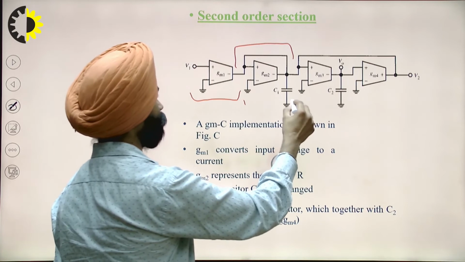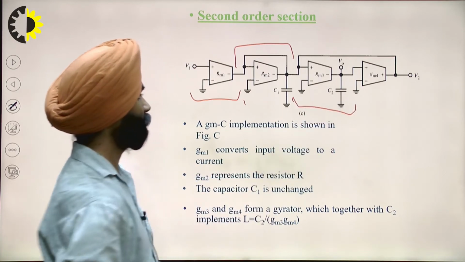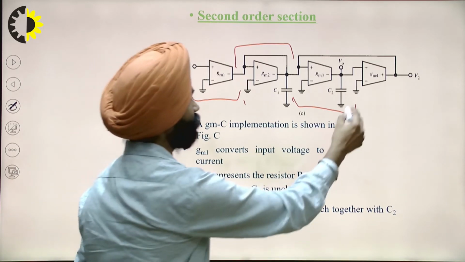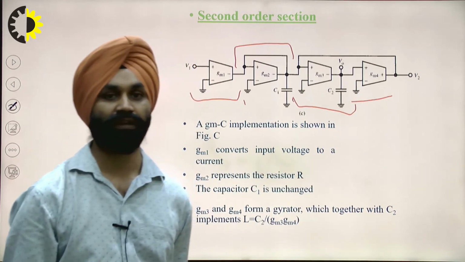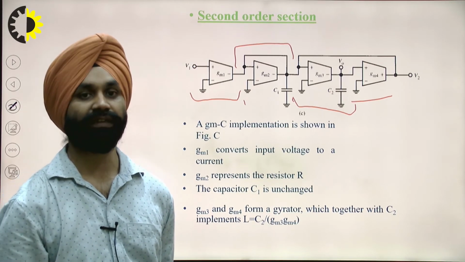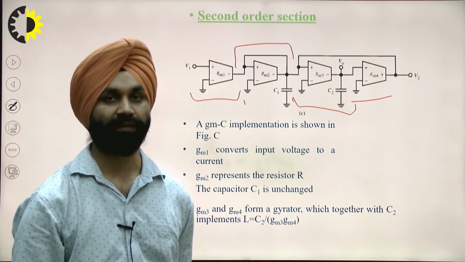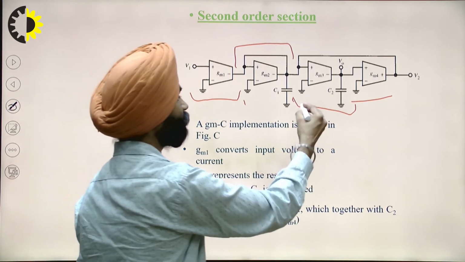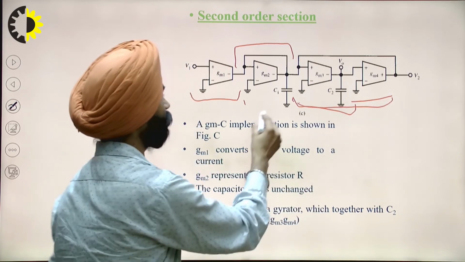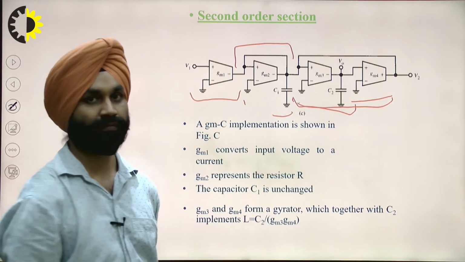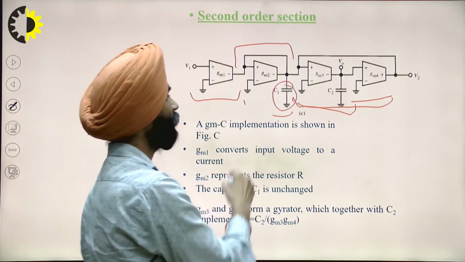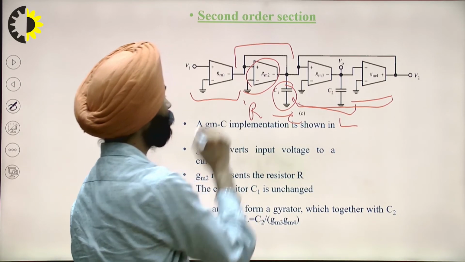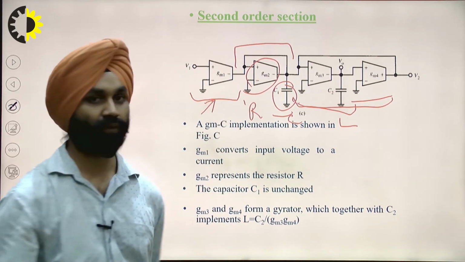GM3 with a capacitor will form a gyrator when it is attached to another transconductance amplifier. So a gyrator, this will give an inductor, this will give a capacitor C2, C1 is a capacitor, and this is a resistor. So we have R, C and L with the transfer of the voltage.